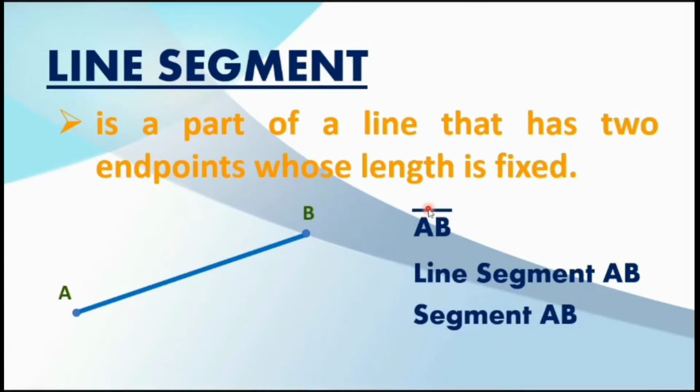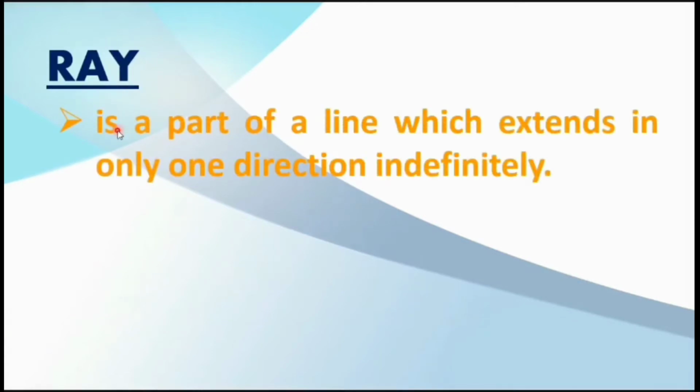Next on the defined terms, we have ray. Ray is part of a line which extends in only one direction indefinitely. Ibig sabihin, hindi siya katulad ng line kasi yung line, it extends in both directions. Ibig sabihin, nag-extend siya sa dalawang directions. Samantala, yung line segment naman, it doesn't extend in all directions kasi meron nga siyang dalawang endpoints. Samantala, yung ray, it extends in one direction. Nag-i-extend siya pero sa isang direction lang.